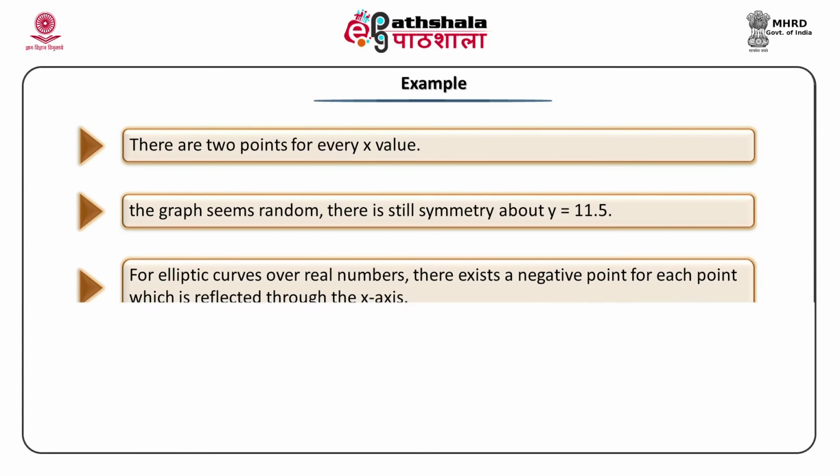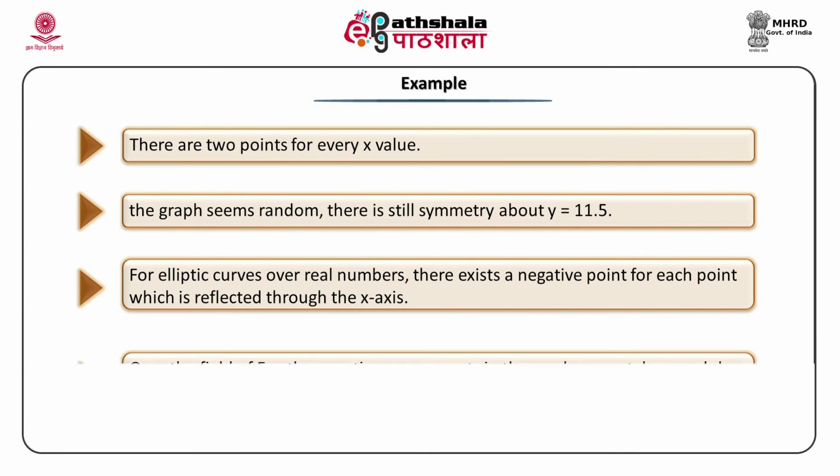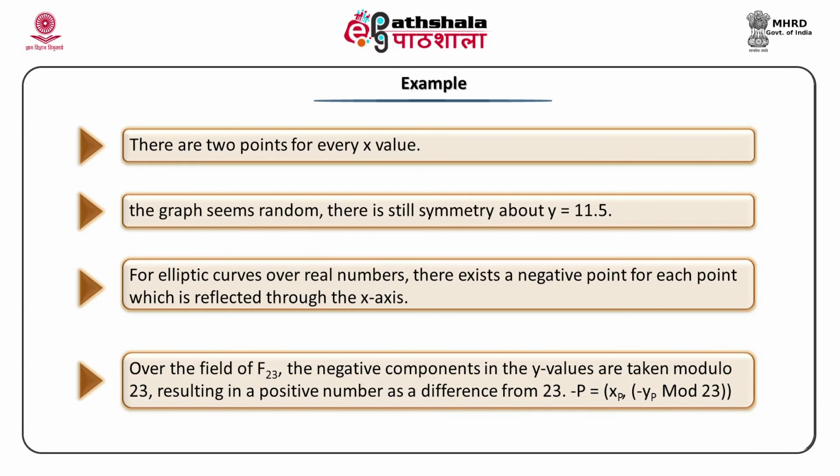If you are using elliptical curve over real numbers, there exists a negative point for each point which is reflected through the x-axis. If we are talking about F23, the negative components in the y value are taken modulo 23. In modulo arithmetic, all negative numbers result in a positive number as a difference of 23. Minus P is nothing but xp, p minus yp mod 23.